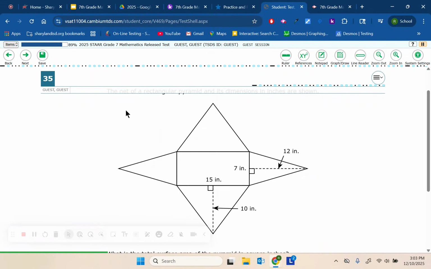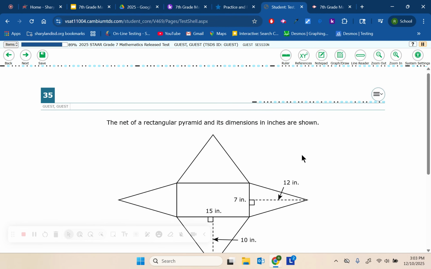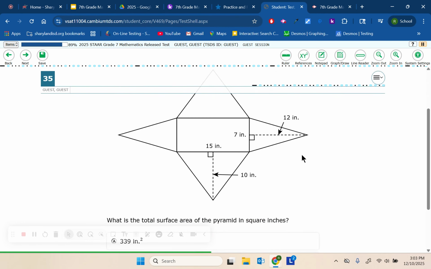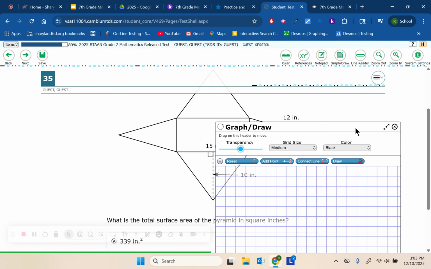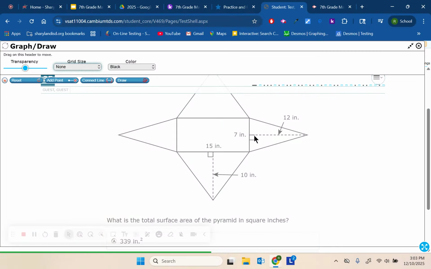Okay, we're looking for the total surface area of this shape, which is a pyramid, right? A rectangular pyramid. And, okay, so let's work this one out. I'm going to think a little different on this one. So if you're a student watching this, just kind of see where I'm going with this.